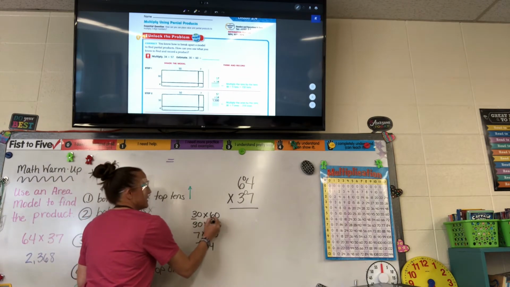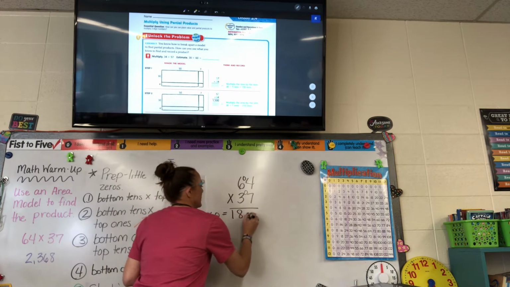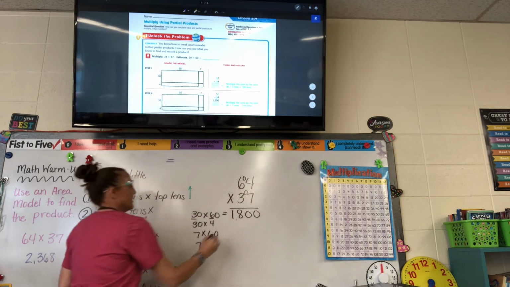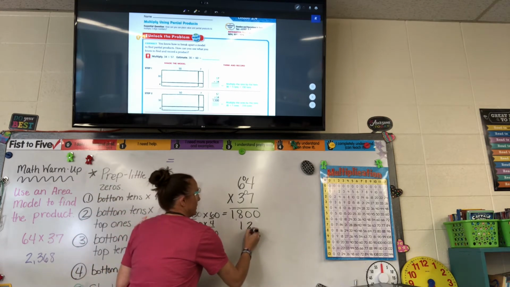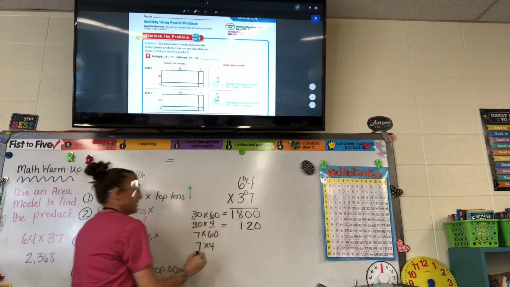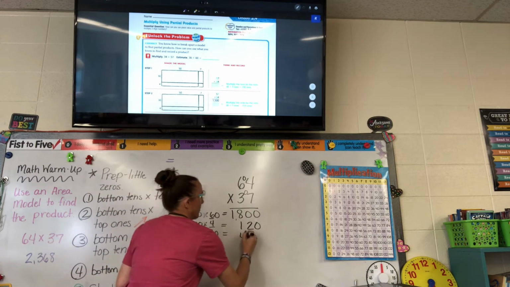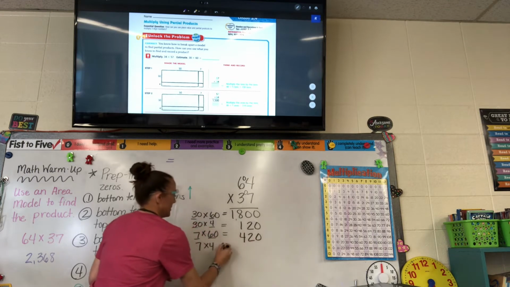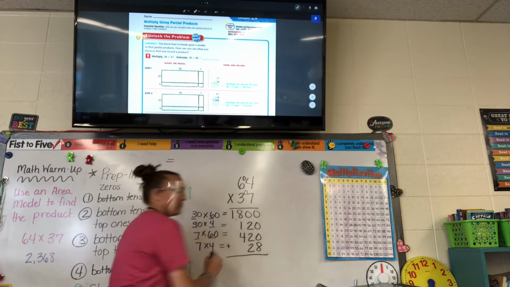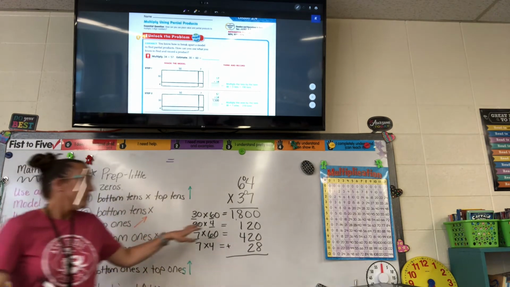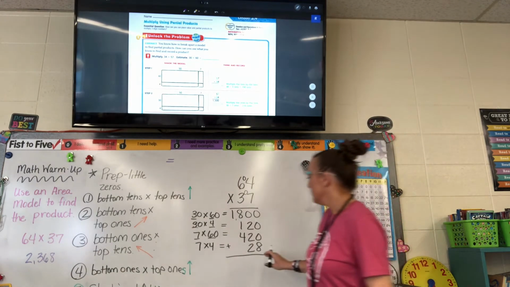30 times 60, we do the basic fact. 3 times 6 is 18 with 2 zeros behind it. 3 times 4 is 12 with 1 zero behind it, so 120. 7 times 6 is 42 with 1 zero behind it. And 7 times 4 is 28. These numbers look familiar from your math warm-up? Yes. 1,800, 120, 420, and 28.